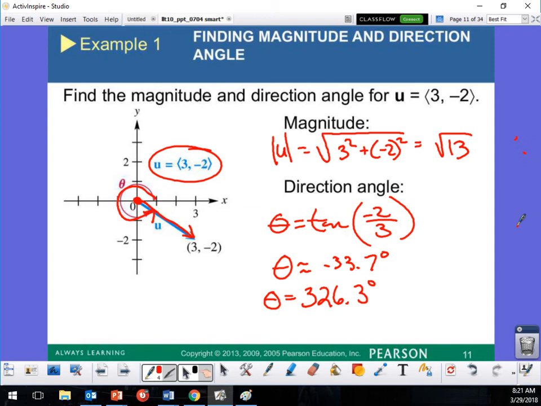So we only add 360 if it's negative, and if it's over 360, do we subtract 360? Yeah. If it's like 400 or something, yes. Like 425, subtract 360.